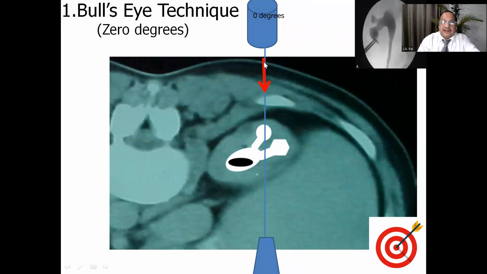You can make a needle puncture from here, go vertically down, keeping the needle tip and needle hub in the same straight line, go deep, deep, deep. You may be superficial, you may be at the target, you may even cross the target, but your needle will be seen at the target continuously. So this is bullseye 0 degree puncture.